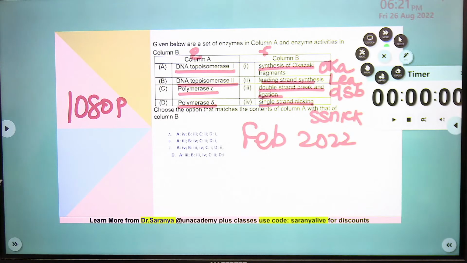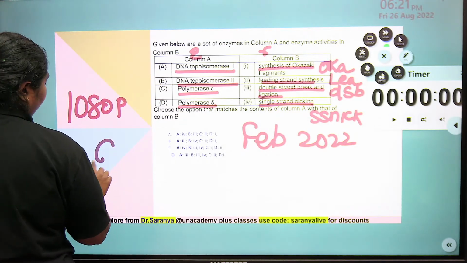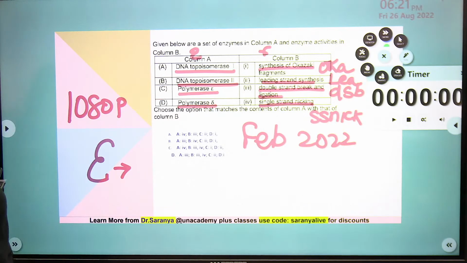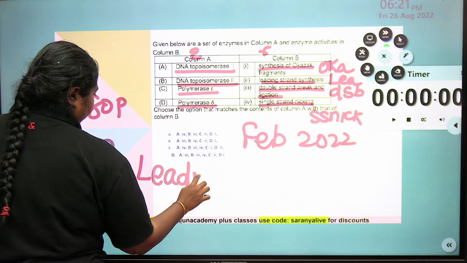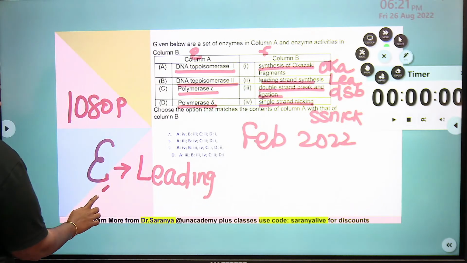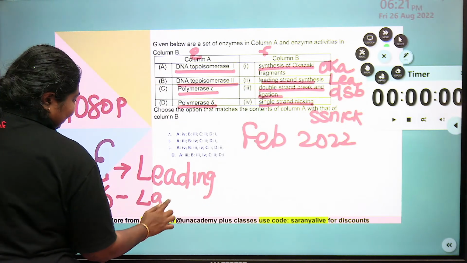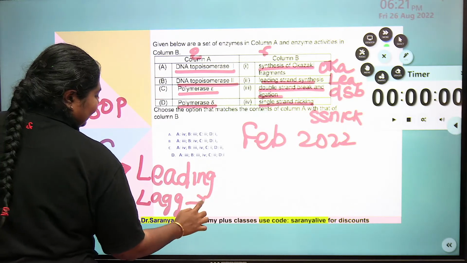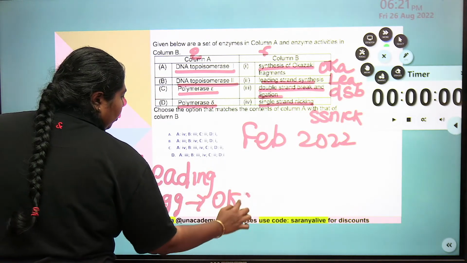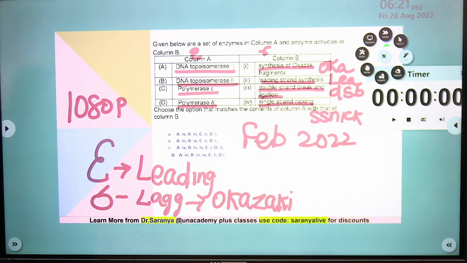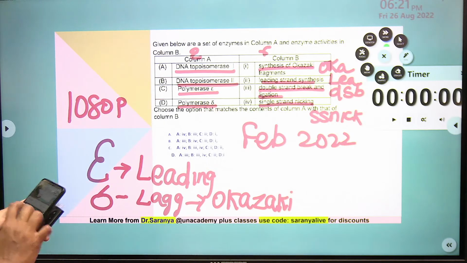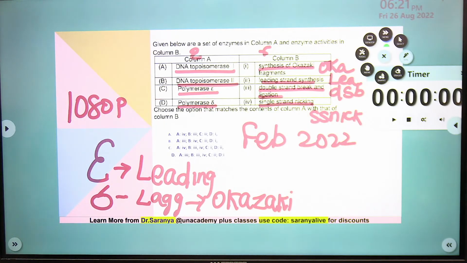Generally, I have given you a hint about this epsilon. E is there, no? E is for your leading strand. Next is delta. It is for the lagging strand. So who is lagging? It is going to be this Okazaki. Okazaki is only going to be the lagging strand.